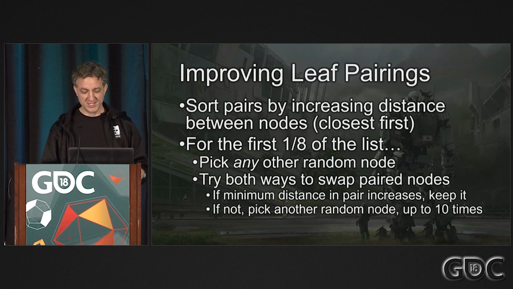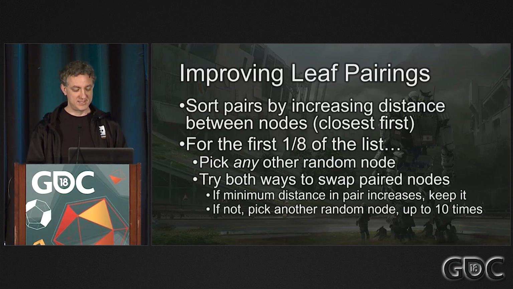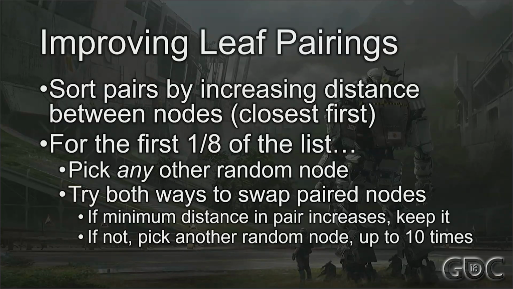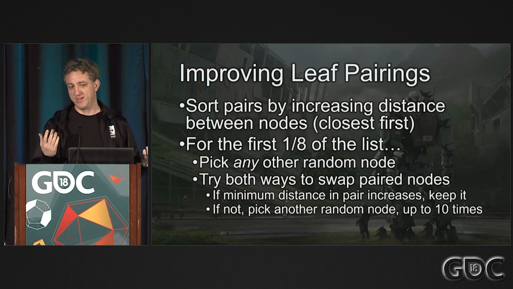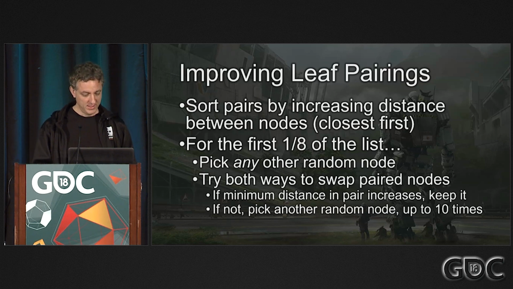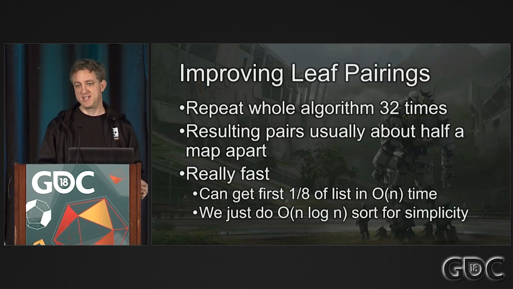How do we make it better? Well, we sort all the pairs by increasing distance so that the closest pair is first. And then the first 1/8 of the list, for each of those pairs, we pick one other pair anywhere in the list, try all ways of swapping pairs around, and we pick the best one. And if that changed, great, we've improved things. If not, we pick another one up to 10 times. And then we repeat the whole thing 32 times.